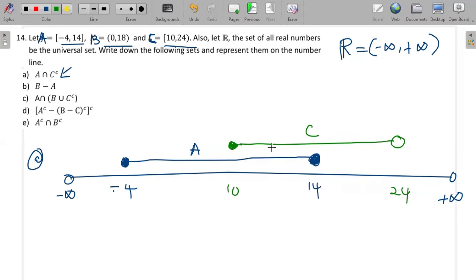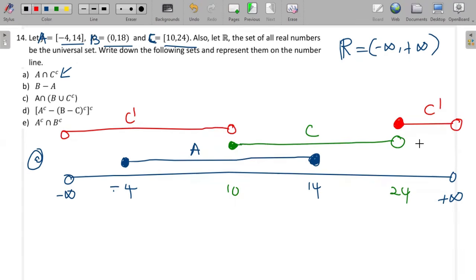So from here, since I've plotted my C, I can now plot my C complement. So I start at the end point. The 10 is in the C, so it won't be in the complement. And then I go all the way to minus infinity. So this is the first part of C complement. The other one will start here. The 24 is not in the C, so it will be in the C complement. Then it goes all the way to positive infinity, second part of C complement.